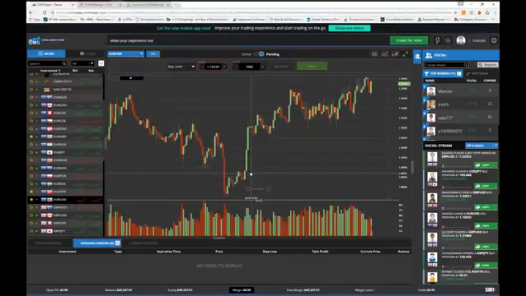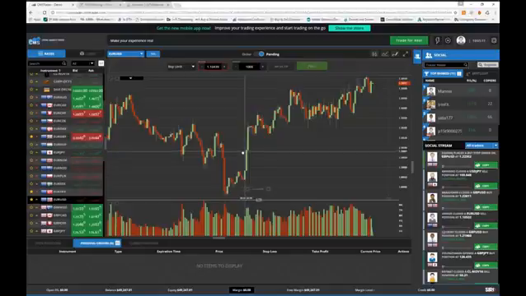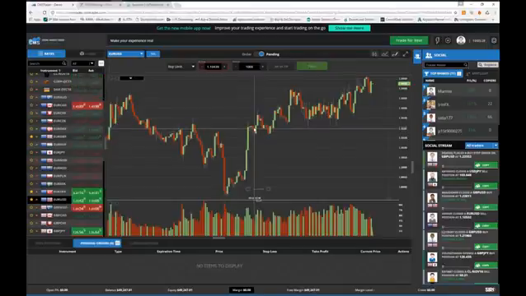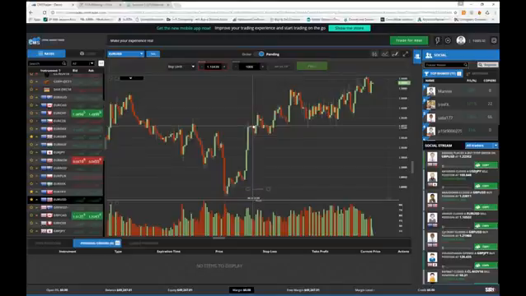The green candles are upticks, meaning they closed higher. That's their closing price. Their opening price is usually lower. And a red candle would mean that the opening price opened up here and the closing price is lower, and that's why it's a red candle.